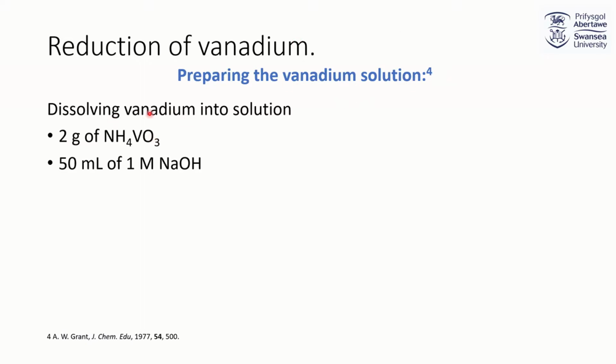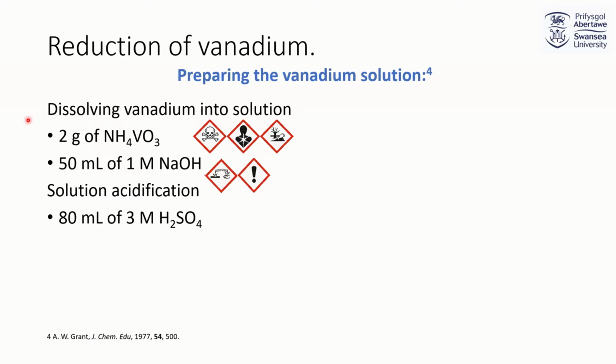For the reduction of vanadium, a vanadium solution is required. This can be done with 2 grams of ammonium metavanadate being dissolved in some sodium hydroxide. The ammonium metavanadate is toxic, has long-term health effects, and is harmful to aquatic life. Sodium hydroxide, corrosive and harmful. This solution will need to be acidified for the reduction to occur, and that is done with some corrosive sulfuric acid at 3 molar concentration.